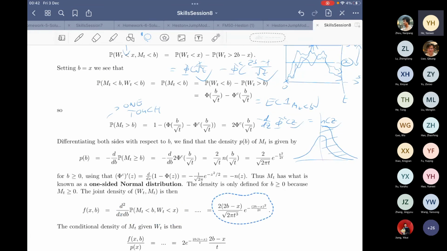I'm not going to make you do that. It's about 5 lines of messing around, but when you do that, you eventually get to this reasonably simple formula here. So this is a joint density, but note that it's only defined on this.